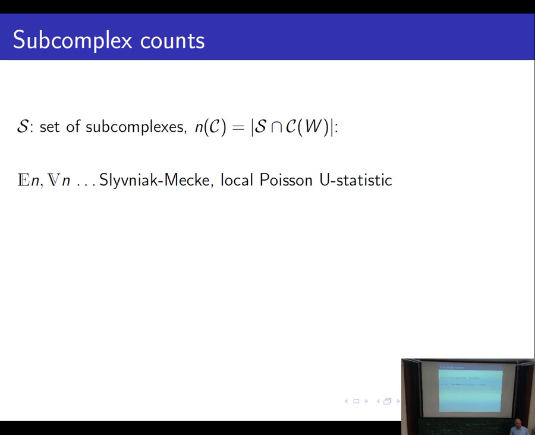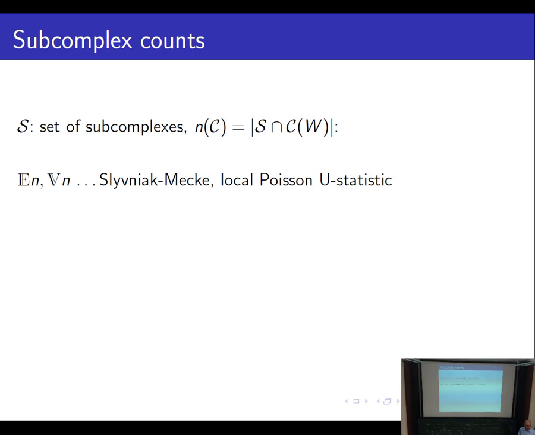And this can be done in a much bigger generality. This also goes back, or has its roots, in the book of Penrose. You can ask for subcomplex counts: if this calligraphic S is a set of subcomplexes, and with this I mean isomorphic versions, we just count how often this subcomplex occurs in our Čech complex or Vietoris-Rips complex.